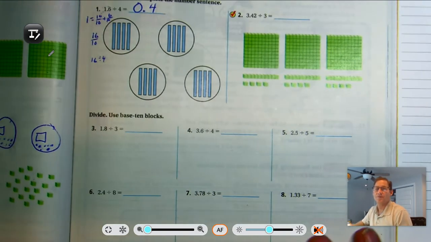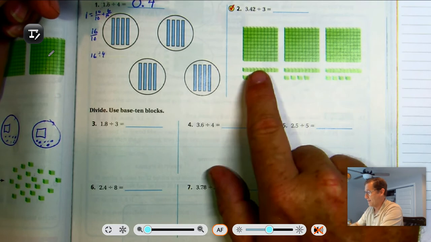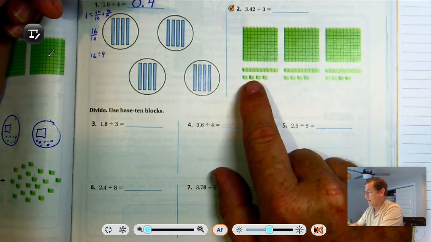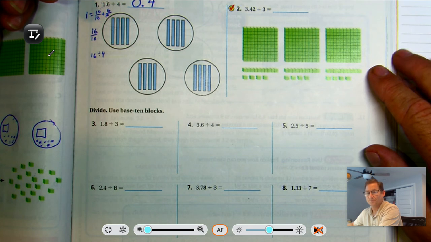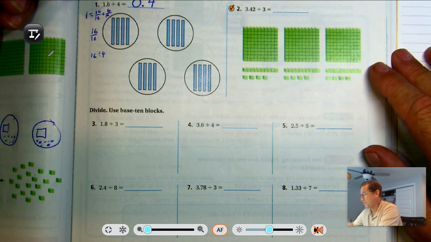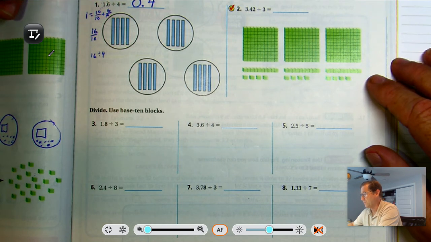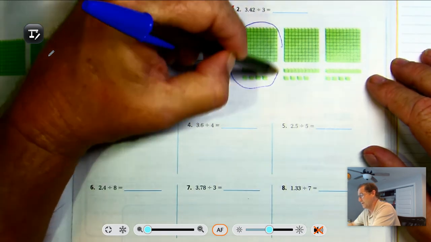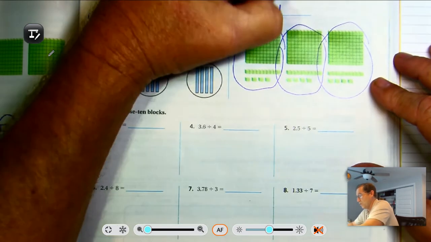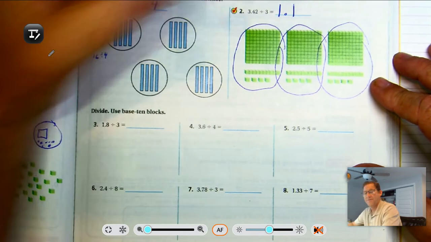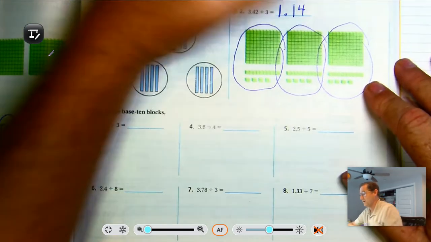All right, number 2. We have 3 and 42 hundredths divided by 3. Can we share 3 and 42 hundredths equally in 3 groups? Yeah. So these are representing the 3 equal groups. So how much do we have in each group? Well, we have one whole, we have 1/10, and we have 4 hundredths.